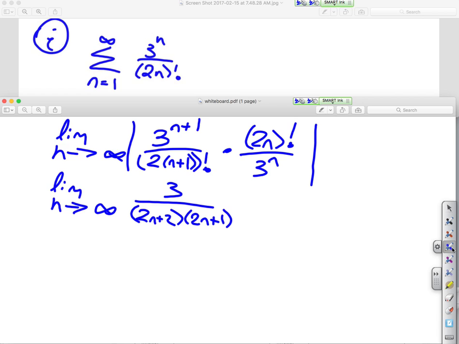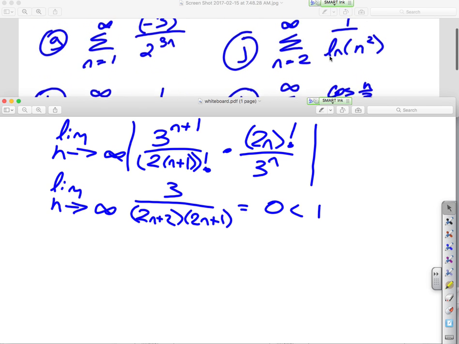Kevin, help me. Did you see it? So the limit of this thing is 0, which is less than 1. Therefore, converges absolutely, ratio test. Very good. You guys are so smart.